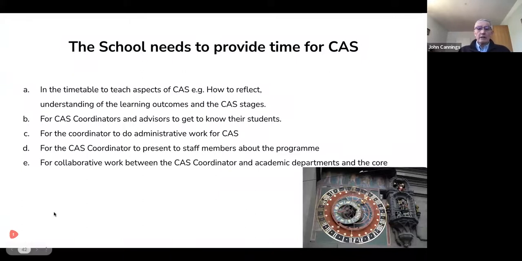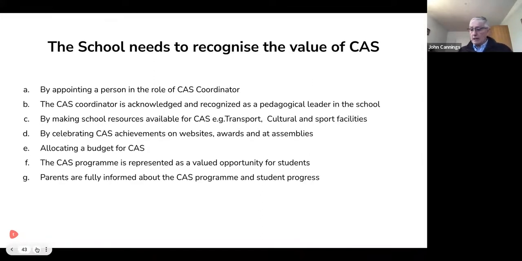Also for the coordinator to present to staff members about the program, and for collaborative work between the CAS coordinator and the academic departments and the other parts of the IB Core. So the school itself needs to really recognise the value of CAS. This might seem obvious, but many schools don't actually appoint a specific CAS coordinator. So it's important to have someone who has that distinct role. And the CAS coordinator then needs to be acknowledged and recognised as a pedagogical leader in the school.